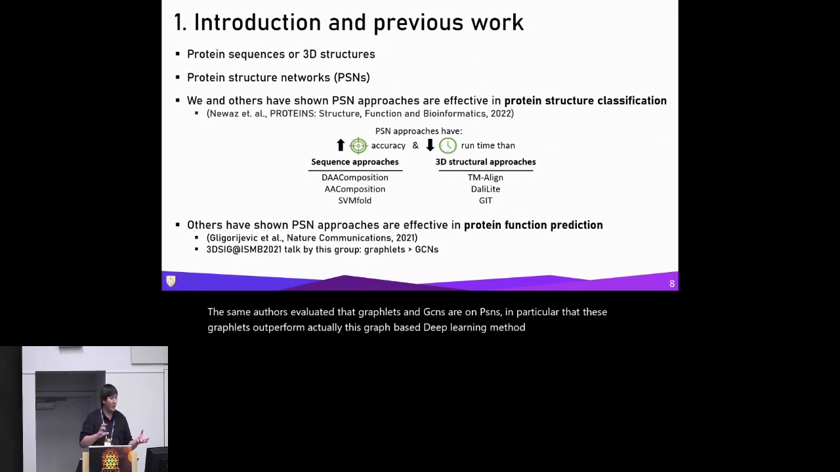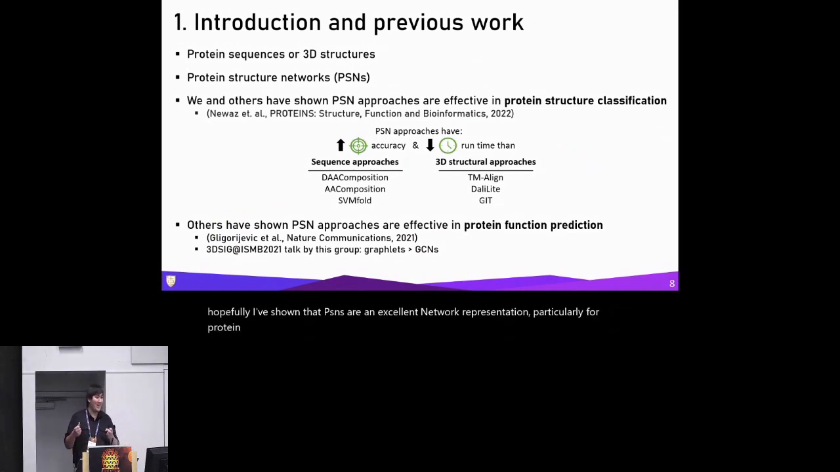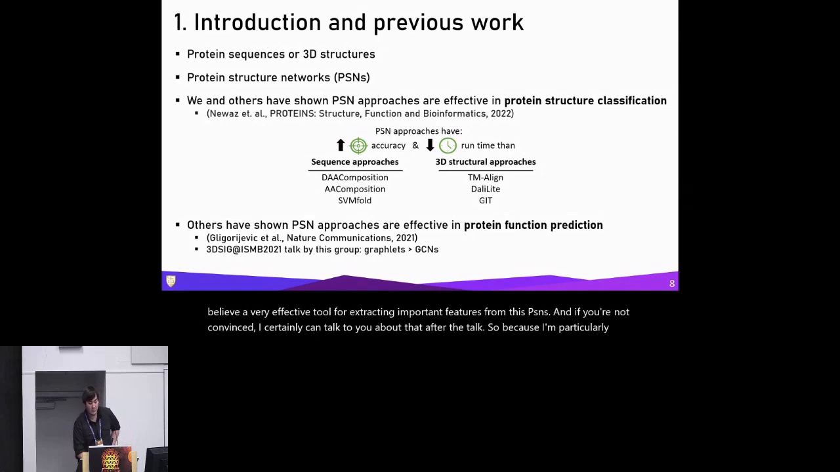So at this point, hopefully I've shown that PSNs are an excellent network representation, particularly for protein structures, and hopefully that graphlets are a somewhat effective tool, or at least I believe a very effective tool, for extracting important features from these PSNs. And if you're not convinced, I certainly can talk to you about that after the talk, because I'm particularly convinced. And hopefully I can convince you more in this talk.